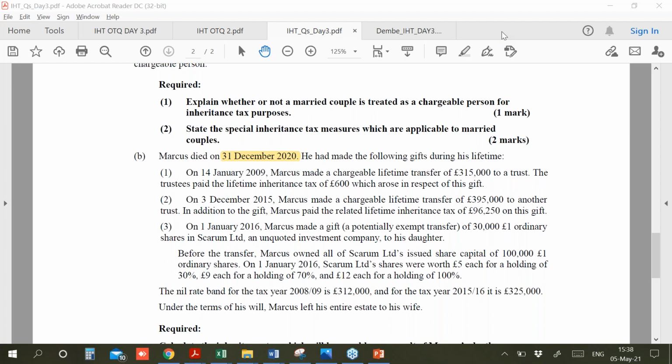But do remember that this transfer will trouble us when we'll be calculating the nil rate band for the other transfers. Because if there is any other transfer that has been made within 7 years of that transfer, when we'll be calculating the utilization of nil rate band, then this transfer will be used. Okay.